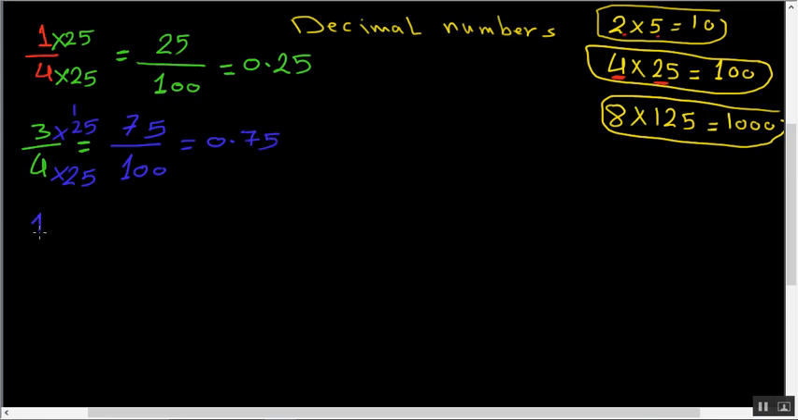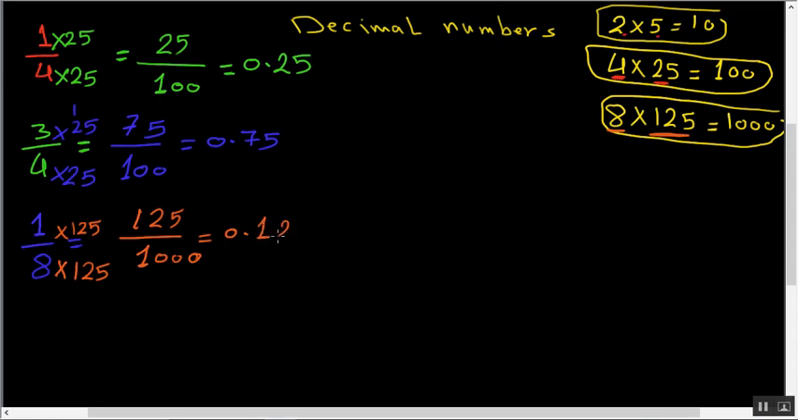After that, if he said 1 over 8, we look at the denominator, which equals 8. Here we have 8 times 125, and here also times 125. 1 times 125 equals 125, and 8 times 125 equals 1000. So the result, 1 over 8, equals 0.125.